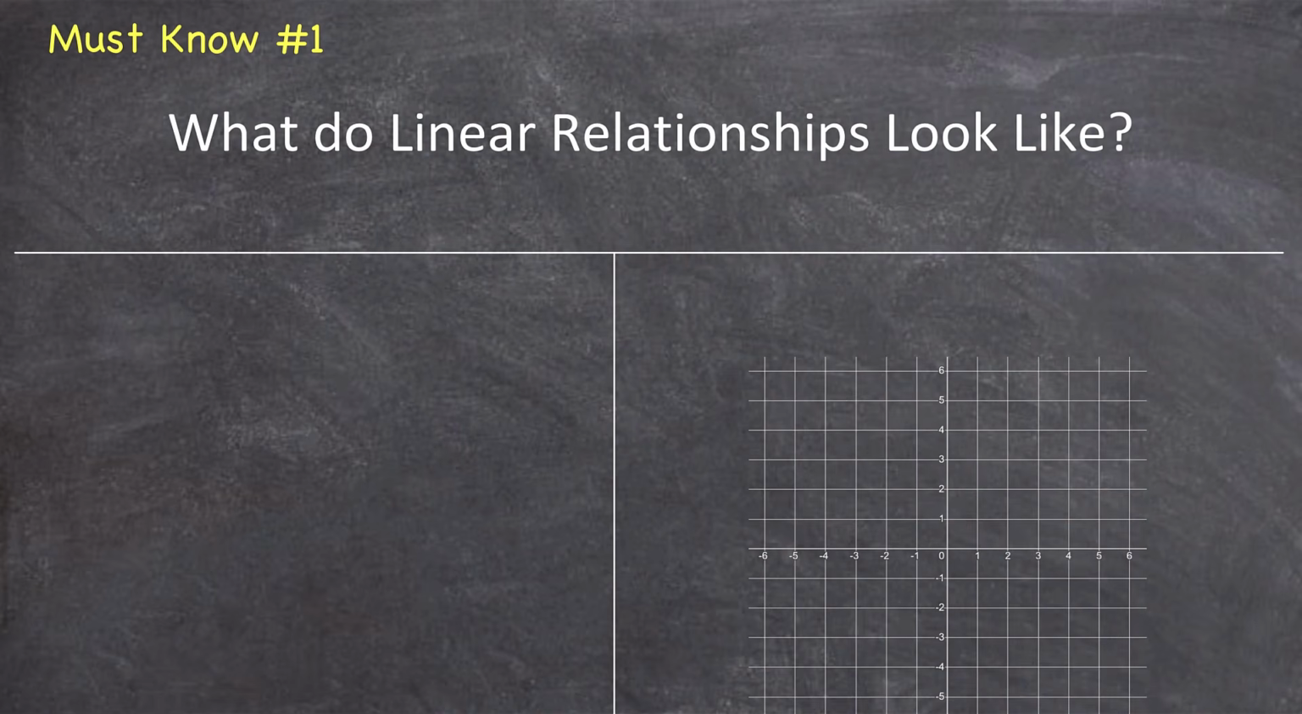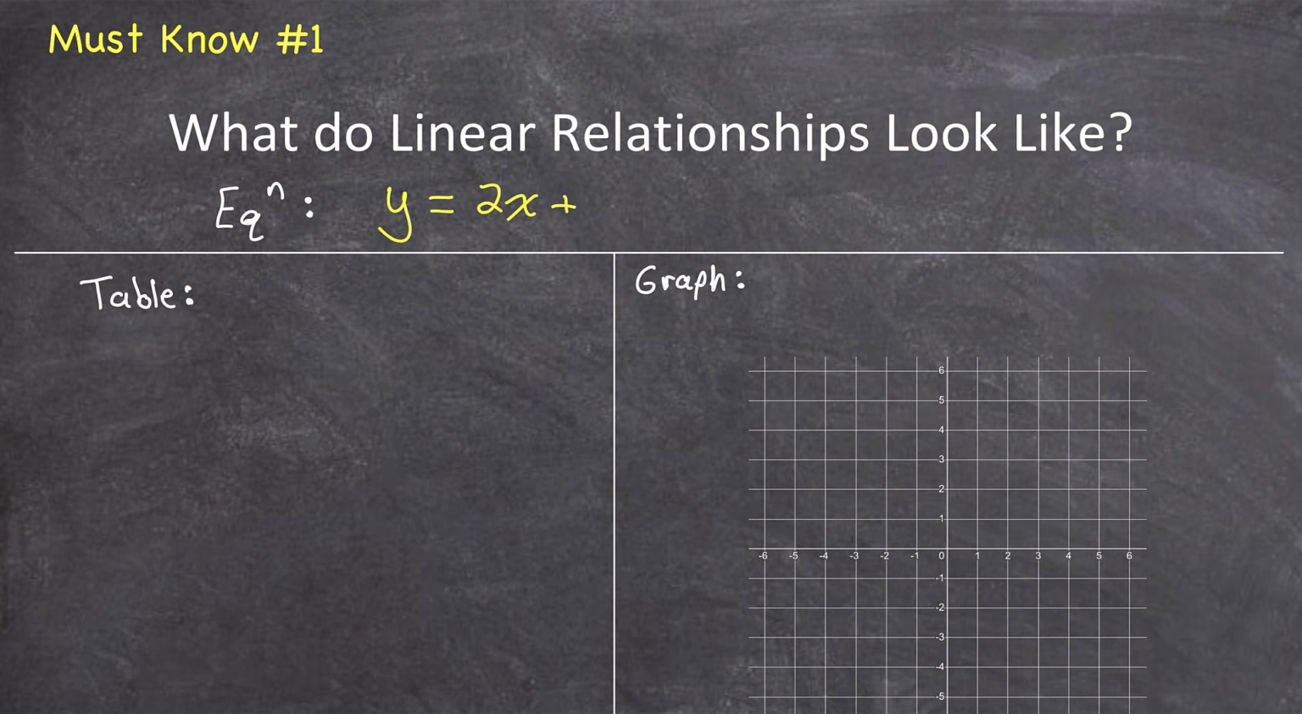Let me show you how you could recognize a linear relationship from the 3 ways that any relationship can be represented: with an equation, with a table, and with a graph. An example of an equation of a linear relationship would be y equals 2x plus 1.